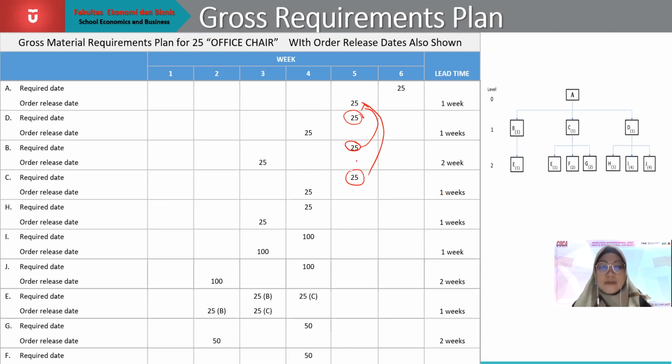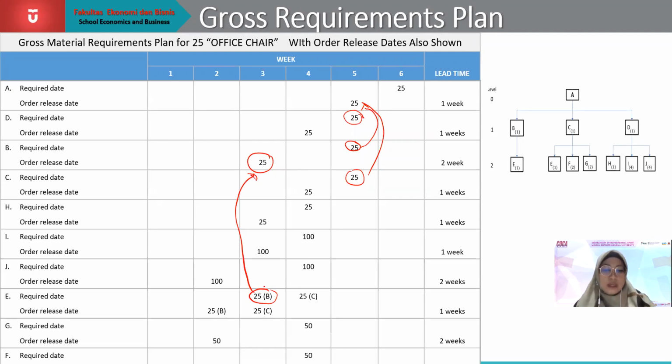So this is the same step for the other components, but I will explain it for component A because maybe for you it is a little bit complicated, since A is needed for component B and also component C. So it's up to you. Do you want to start from component B first or component C first? In here, I start with component B. So E for B must be ready when B starts to produce. Since B starts to produce in week 3, component E for B must be finished in week 3.